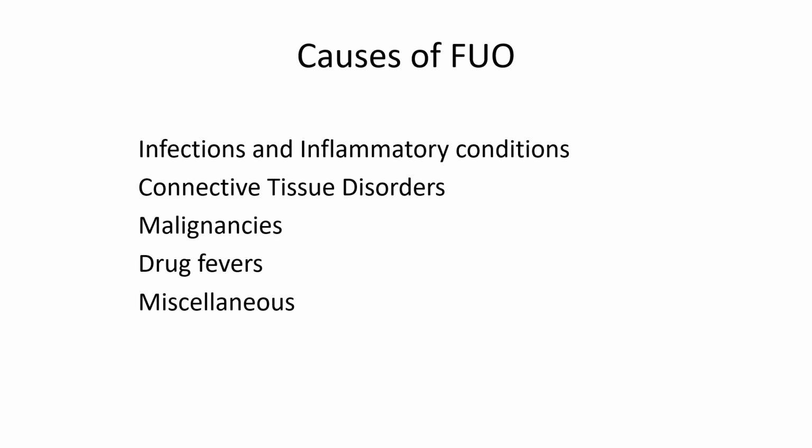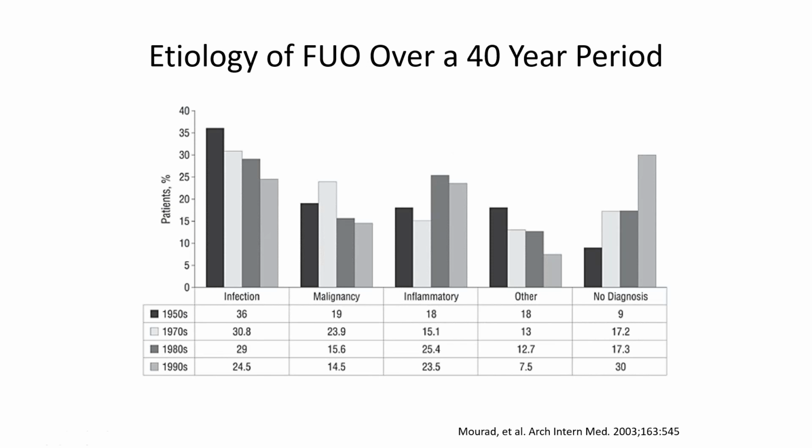If you look at this graph or chart, it shows what has happened to the etiology of fever over a 40-year period. So you see, this was the 50s, 70s, 80s, and 90s. You see the incidence of patients who present with FUO with an infection is going down. The patients who have inflammatory conditions has almost increased. There are a lot of patients who continue to have no diagnosis among those who present with FUO. So infections are slightly coming down, but in India, infections still remain the most common cause of fever of unknown origin.